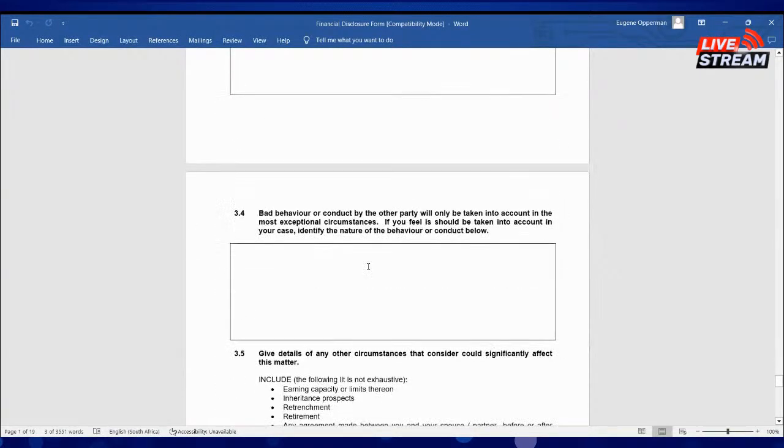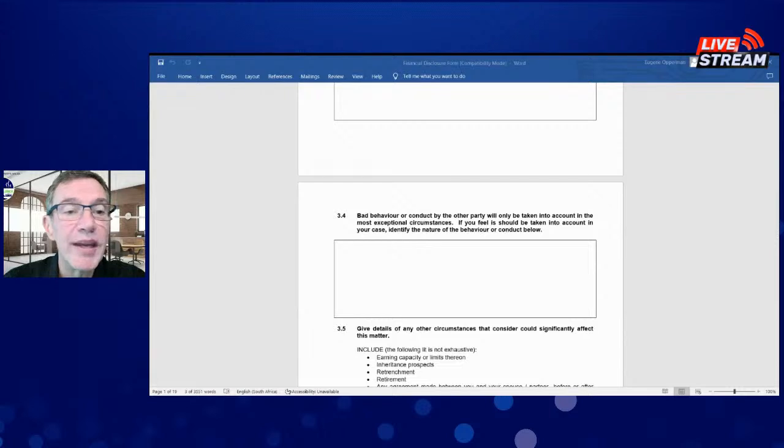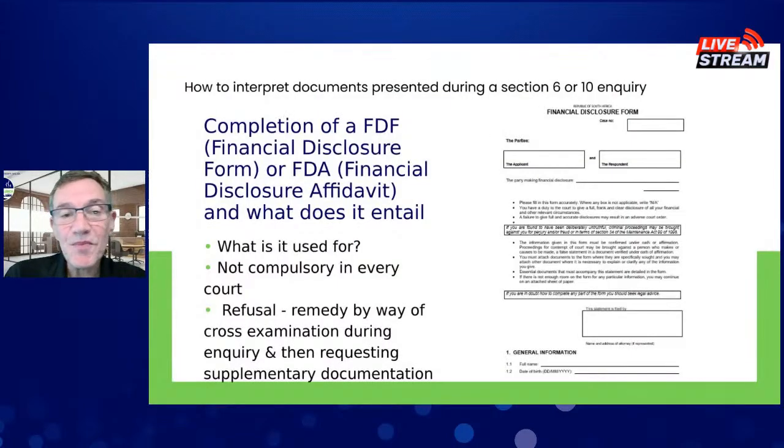The rest of the document is quite explanatory. I'm not going through that in any further detail. Like I said, it's quite explanatory. That is basically the financial disclosure form.